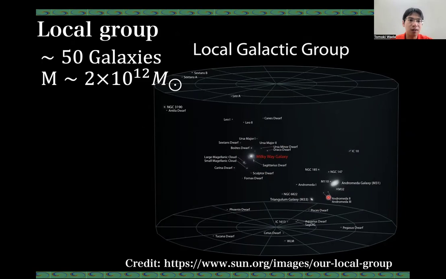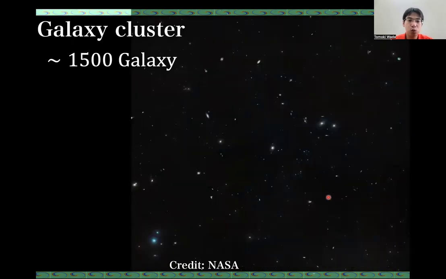Okay, then let's zoom out from this local group. Then we can find galaxy clusters. This is a kind of structure, and this structure is composed of about 1,000 galaxies. And this is a very brief image, but there are some kinds of clusters in our universe.